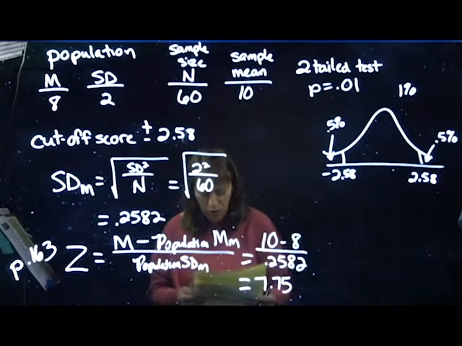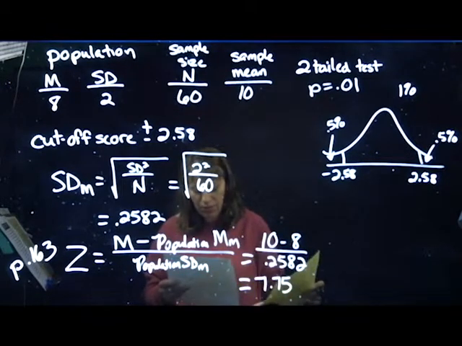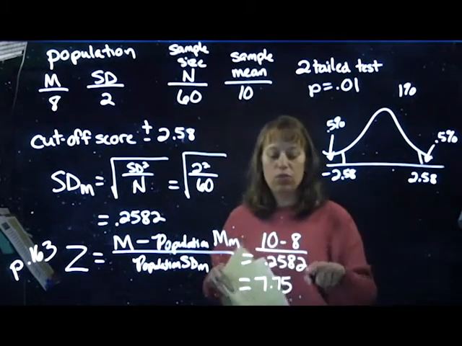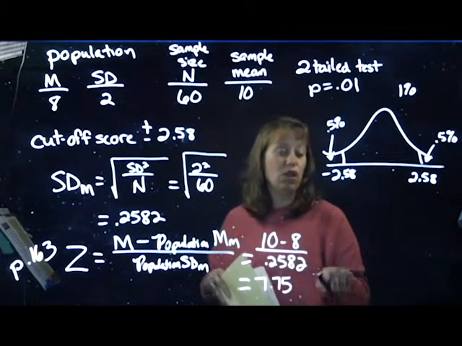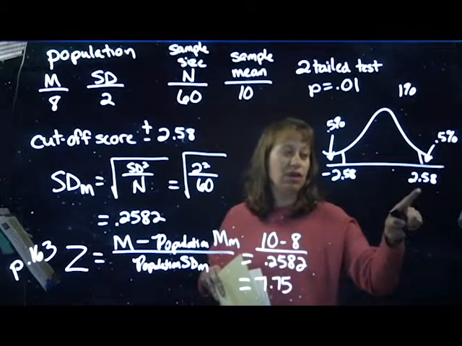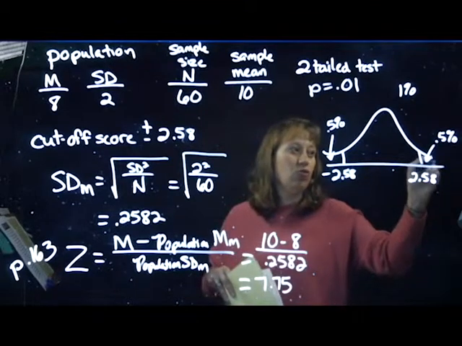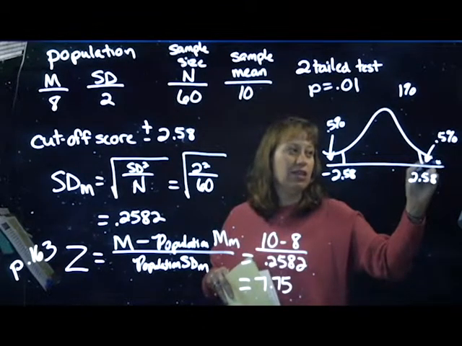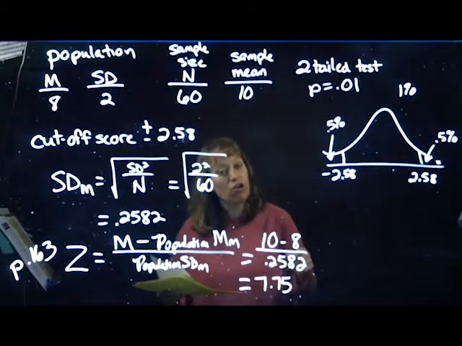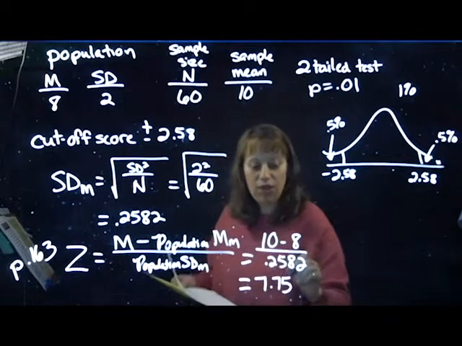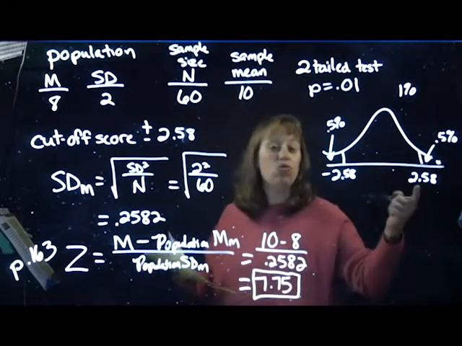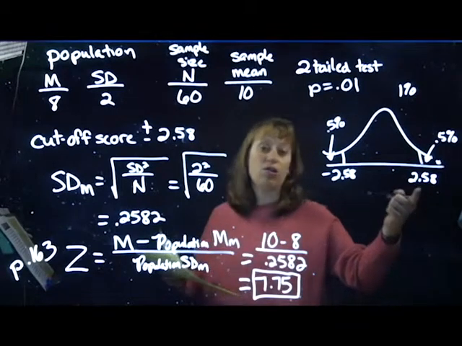So when we look here, it's always good to think about our cutoff score and where this 7.75 would land. Well, 7.75 is more extreme, or greater, than 2.58. It would be somewhere out here in the tail. So yes, we will reject our null hypothesis because our value of z is more extreme than our cutoff value.